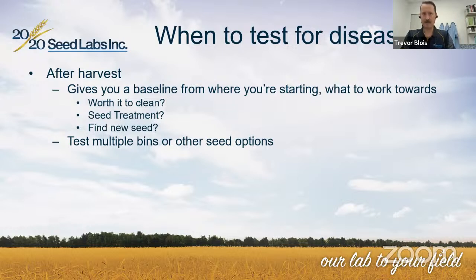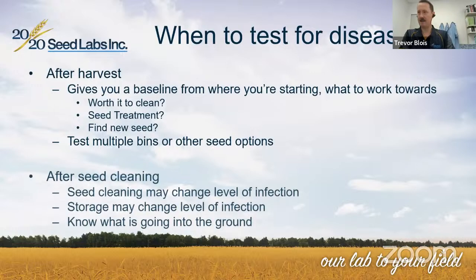Even seed harvested from the same field that might be in multiple bins, you can have differing results because the distribution of disease in a field is not uniform, right? So you might have a lot of disease in one part of the field versus the other. And so you can have different amounts there. So if you need to compare different amounts, that's where you can make a decision, use this seed lot versus this seed lot.